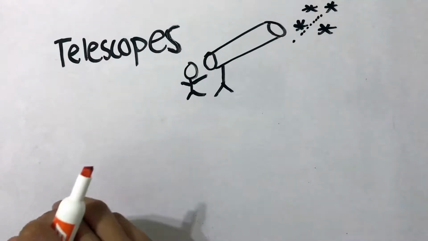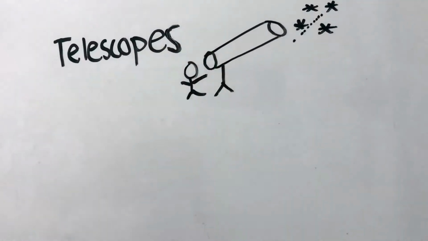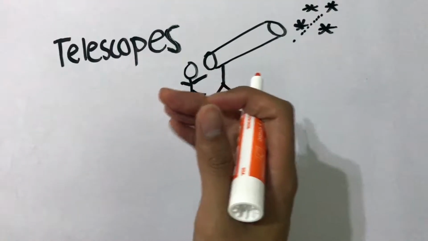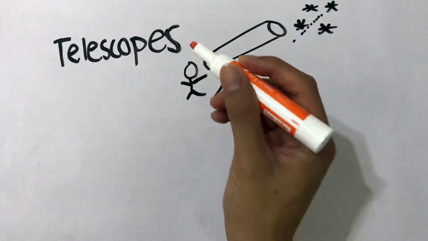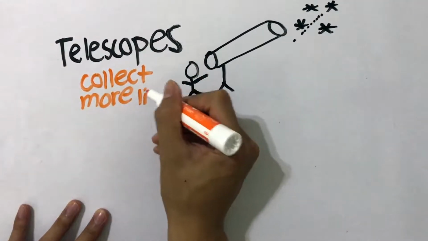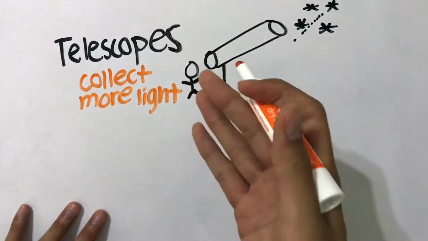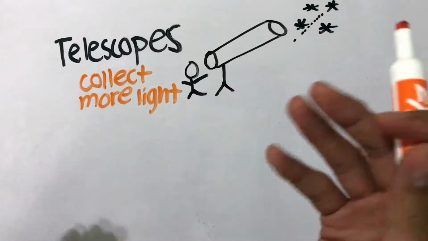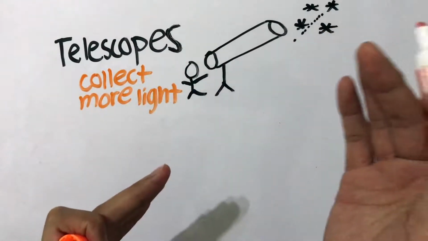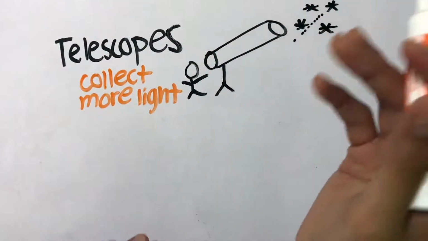Welcome back everyone. In this video we will learn about telescopes and how they impact astronomy. So the primary purpose of a telescope is to collect more light. As you know, our own eye lenses can only collect a certain amount of light, and for telescopes we magnify that effect so we can see things farther away.